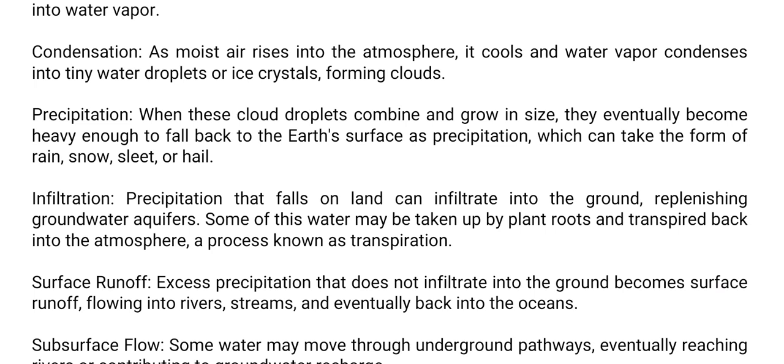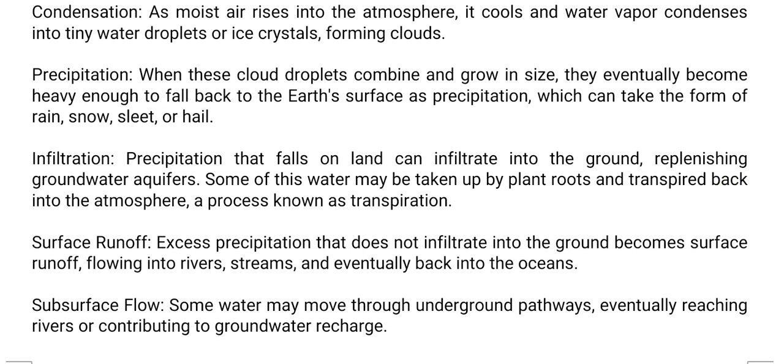Then, precipitation. When these cloud droplets combine and grow in size, they eventually become heavy enough to fall back to the Earth's surface as precipitation, which can take the form of rain, snow, sleet, or hail. And infiltration.